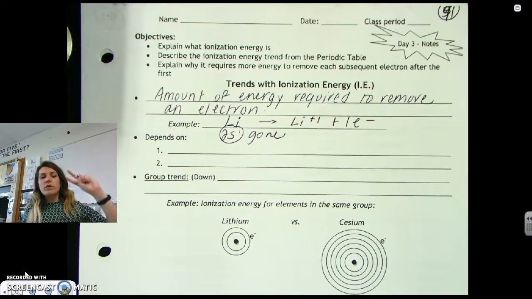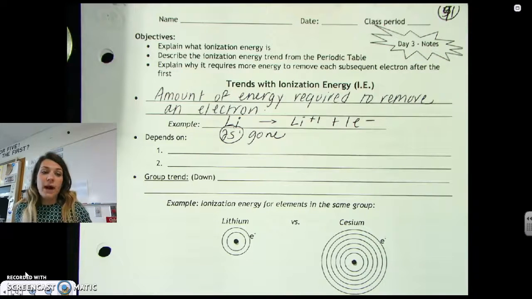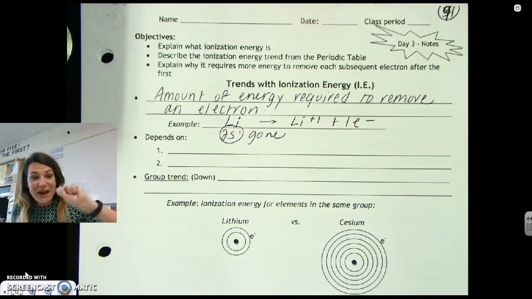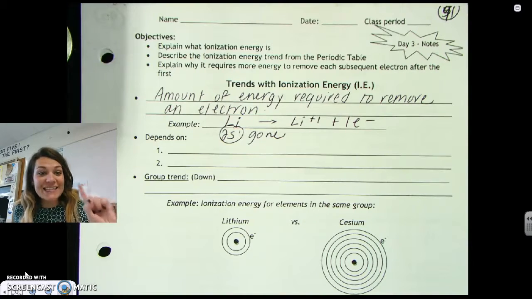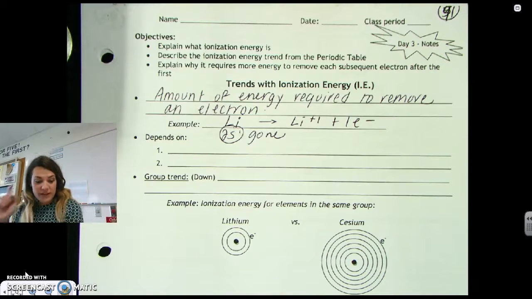What are the two things that ionization energy depends on? Well, I bet you could probably start to think about what it would depend on. The first thing that probably pops into your mind is, how far away is the electron from the positively charged core? The further away the electron is from the protons probably means the easier it is going to be to remove that electron, and that's one of the things.